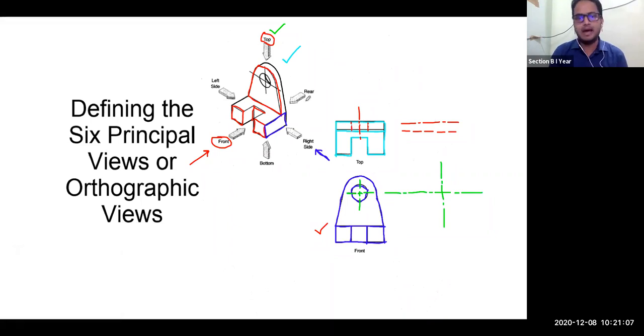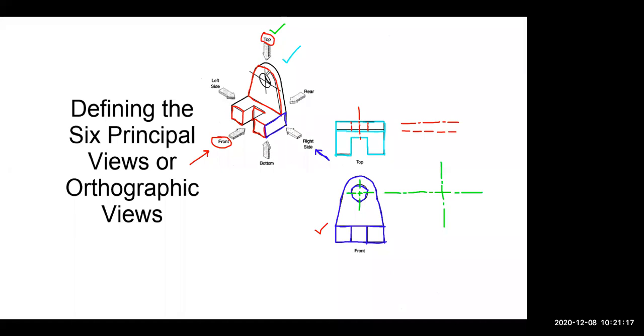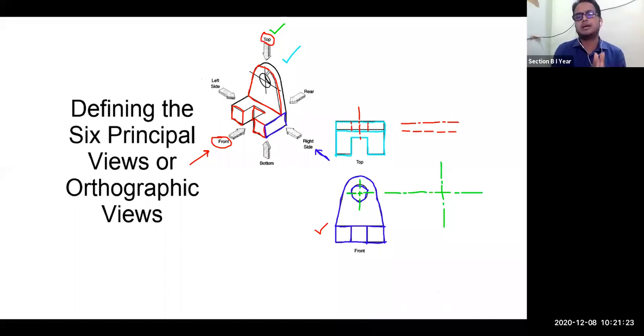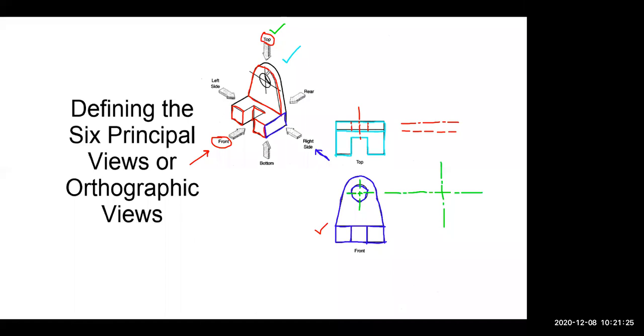That hidden line is representing this hole. Try to see, if you are looking at it from the top, will you be able to see that hole? No, you will not be able to see that hole. But that hole is still there, so to represent that hole, we need to use that hidden line.